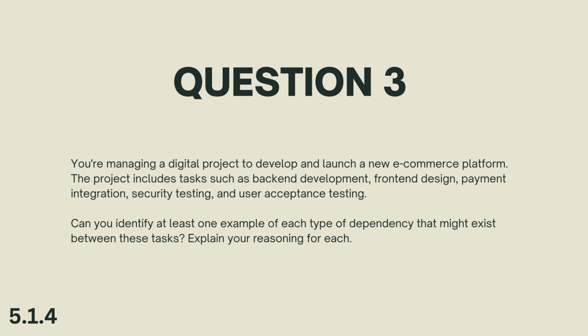Let's test your understanding with a question. You're managing a digital project to develop and launch a new e-commerce platform. The project includes tasks such as back-end development, front-end design, payment integration, security testing, and user acceptance testing. Can you identify at least one example of each type of dependency that might exist between these tasks? Explain your reasoning for each. Take a moment to think about this. You might want to pause the video and write down your thoughts.